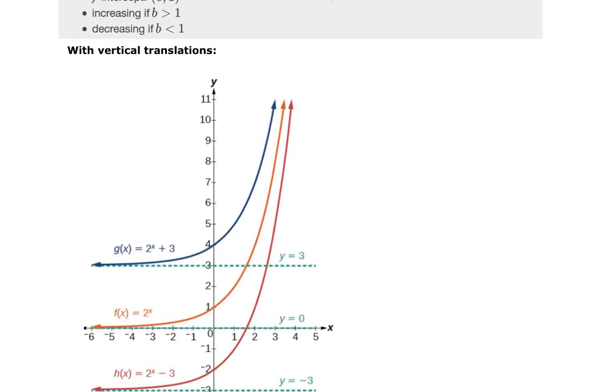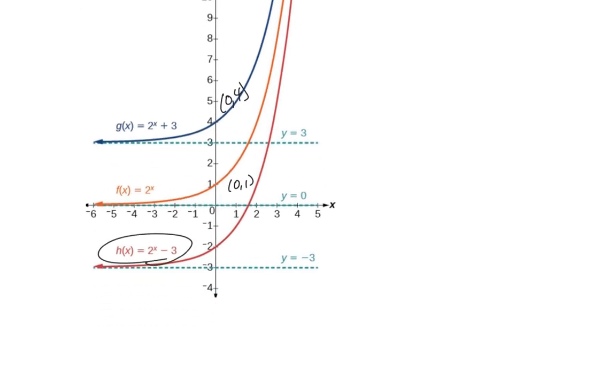So here's an example where we have a transformation of graph where we have a +3. Notice that this horizontal asymptote has gone up to y equals 3, and this point, which is the point 0, 1, moves up 3, so it goes to 0, 4. And then if I have -3, I drop this down by 3, so that point, the y-intercept, goes from 0, 1 to 0, -2. And my horizontal asymptote is at y equals -3.